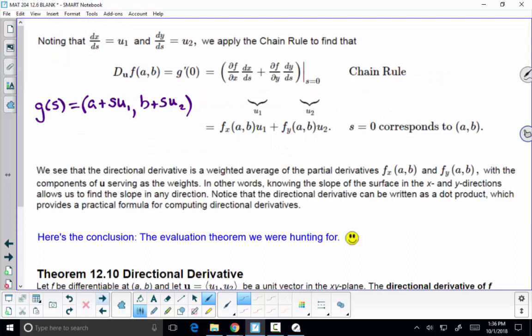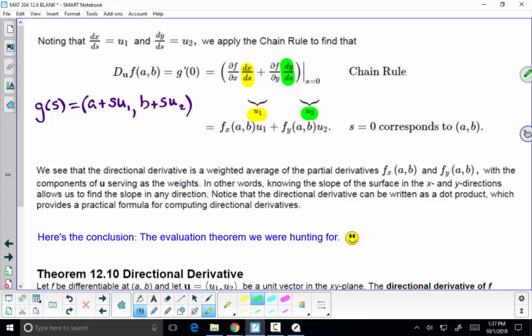Okay, so let's do the chain rule like we just did in 12.5. So if we want to find g prime of 0, we'll evaluate at 0. They'll put this bar with the s equals 0 here to indicate that we're evaluating the derivative at 0. And somehow when I brought this over, dx ds, that's u1. This doesn't line up exactly how it did in the textbook. So that's u2 over there.